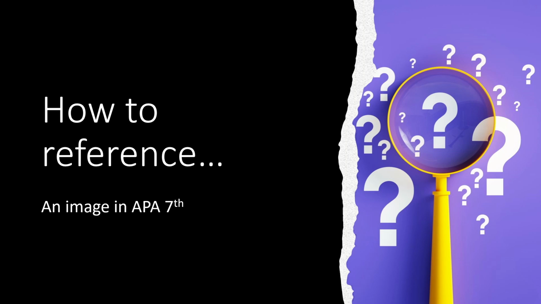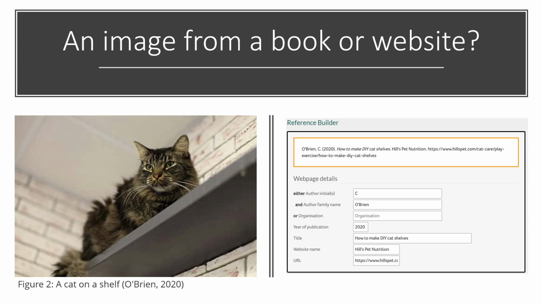This is a short video on how to reference an image in APA 7 style. The most common image reference type we're likely to see in student work is referencing an image taken from a book, a website, or another published source. In those cases, you're not so much referencing the image as you are referencing the source that it came from.